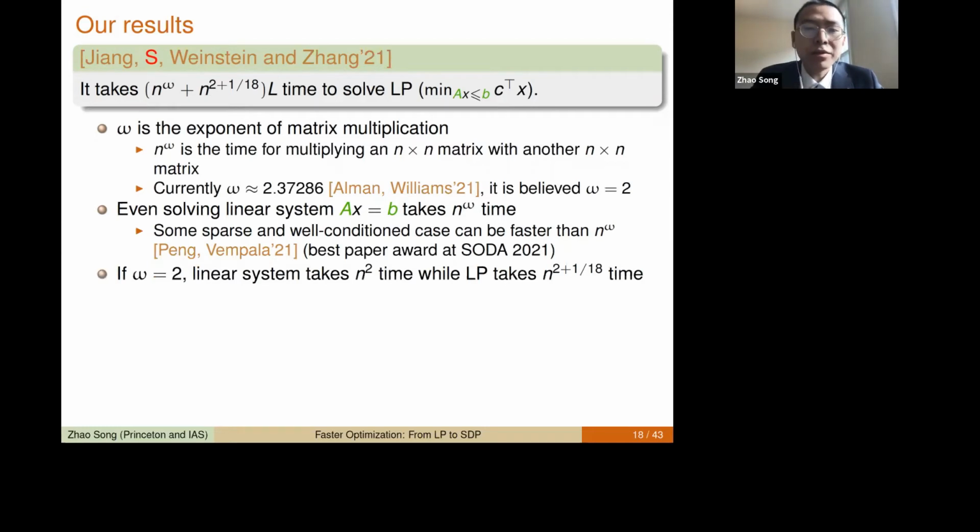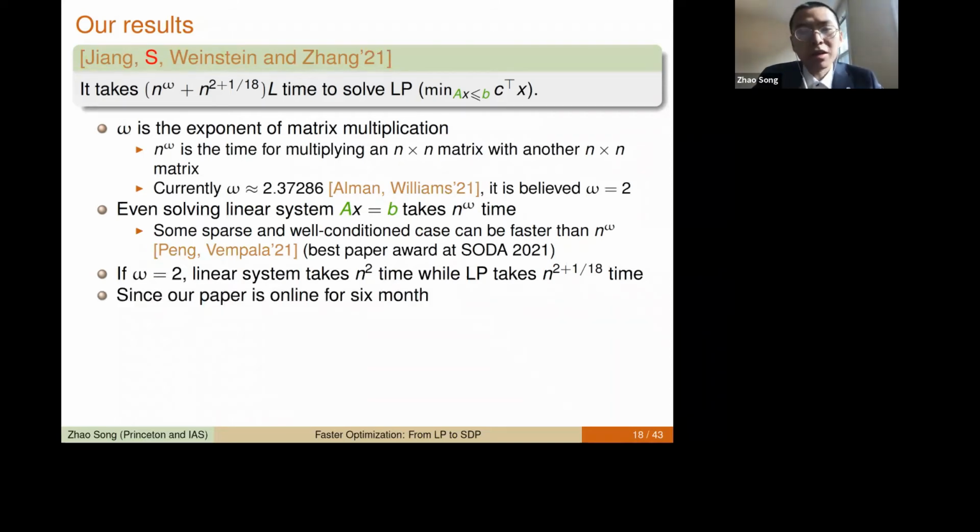Because some people believe omega should be 2, you may ask: what if omega is 2? At that time, a linear system takes n squared time, but LP still only takes n^(2 + 1/18) time.